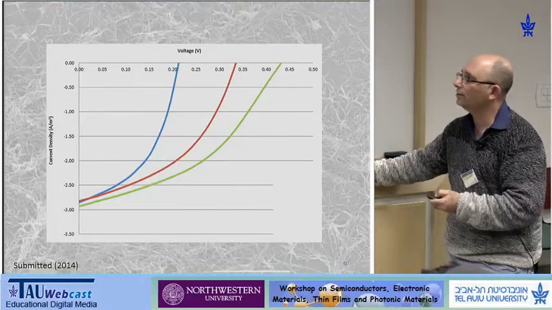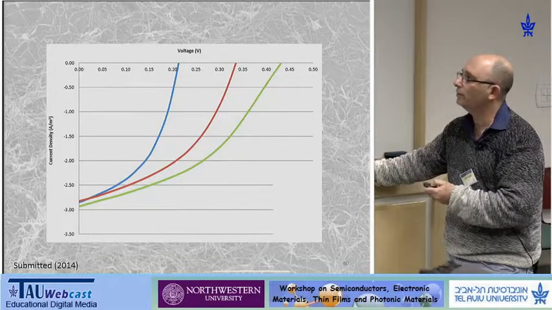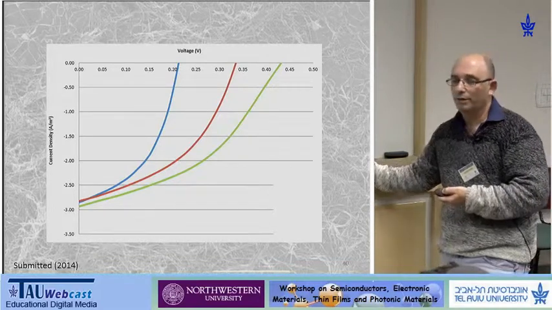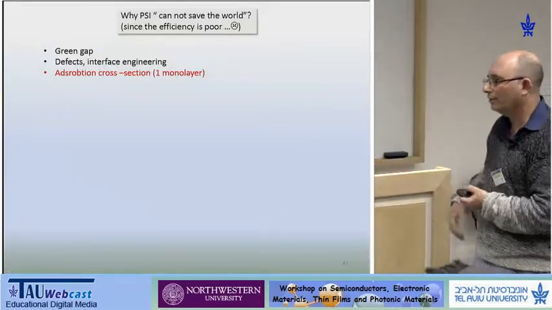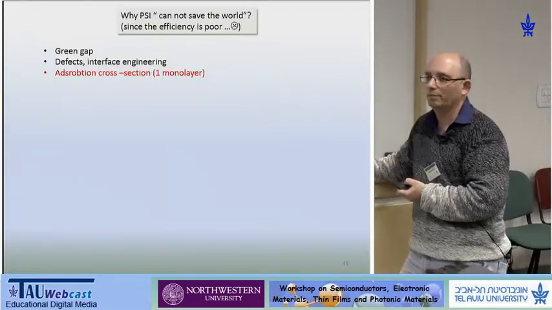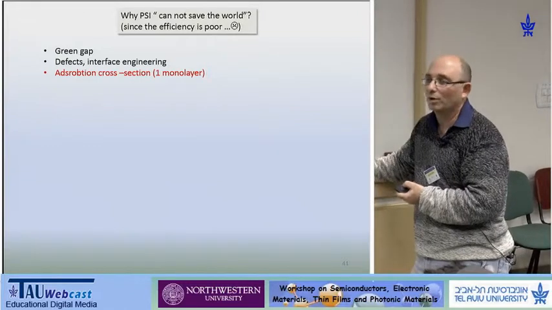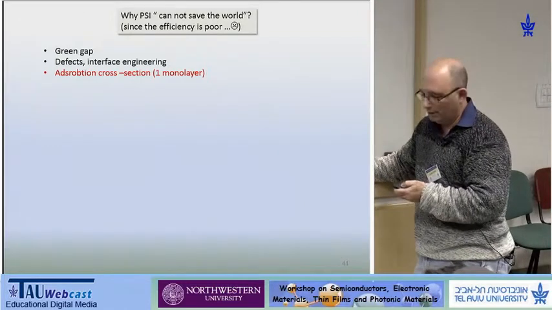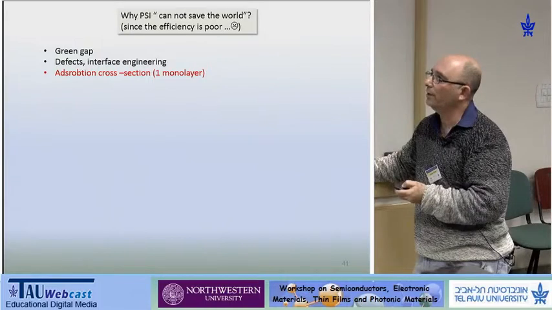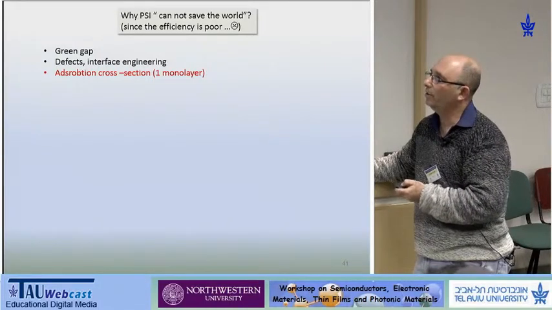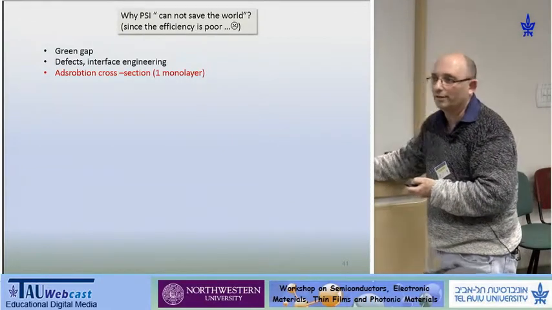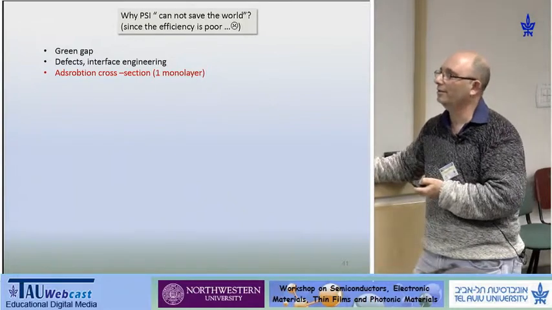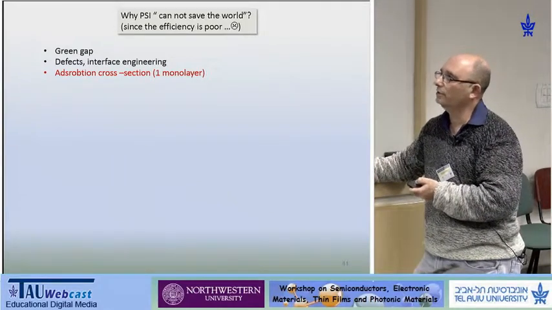This is just a reference. This is the photosystem 1. This is the photosystem 1 with the cells, and we really increased the power. But again, the efficiency of this solar cell is extremely, extremely low. It is less than 1%, which is not surprising because of the green gap, the defects, interface engineering, et cetera, but mainly because of the absorption cross-section. There's only one monolayer there, and the light absorption is not efficient.